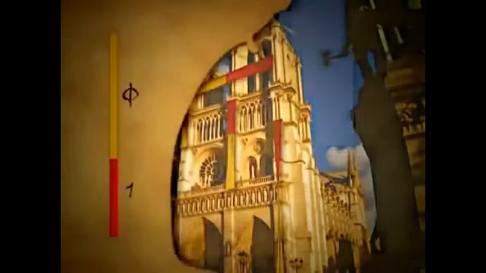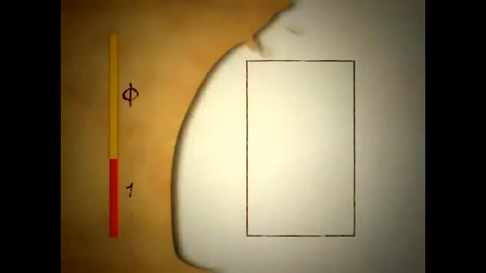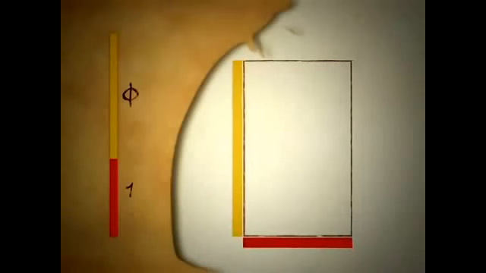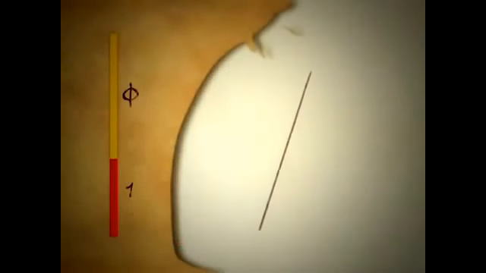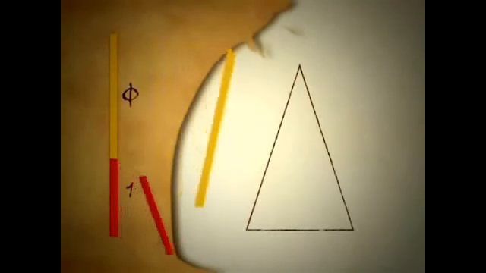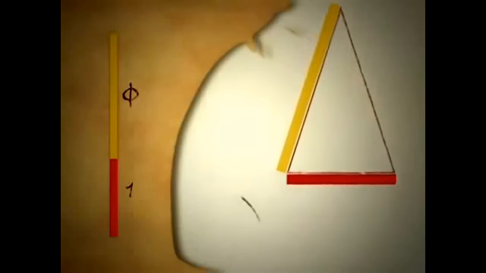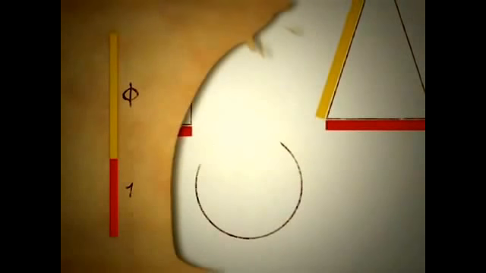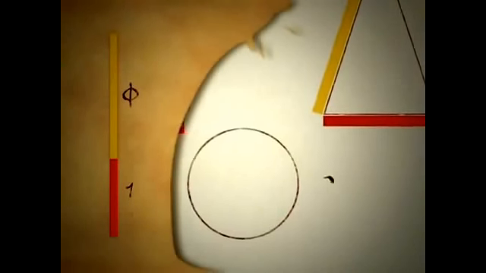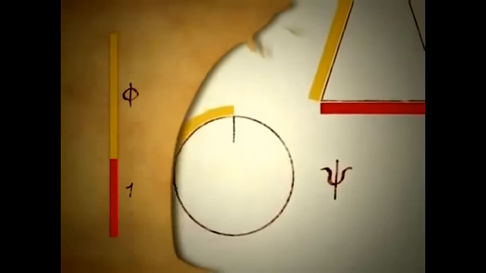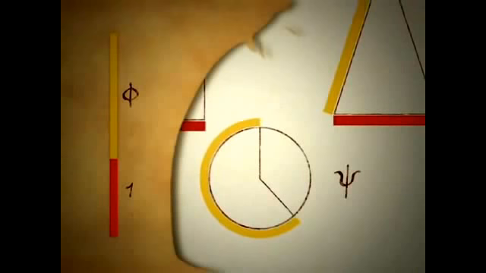A rectangle, in which the proportions of its sides correspond to the golden section, is called a golden rectangle. Similarly, isosceles triangles, in which two sides are in this proportion, are termed golden triangles. An important part is also played by the so-called golden angle, psi, which divides the angle of 360 degrees in the proportions of the golden section.